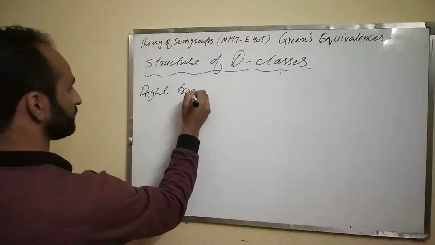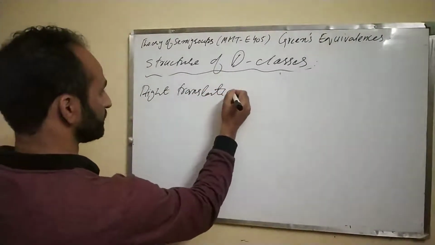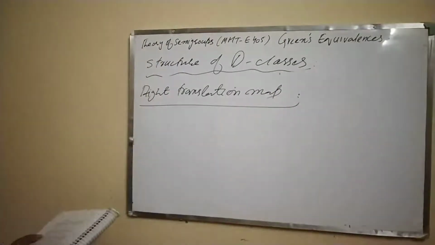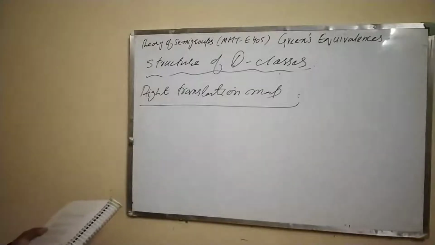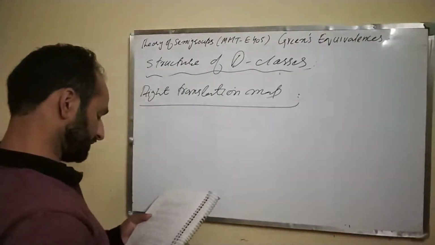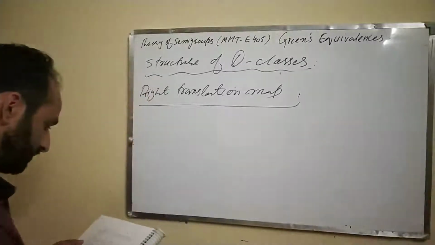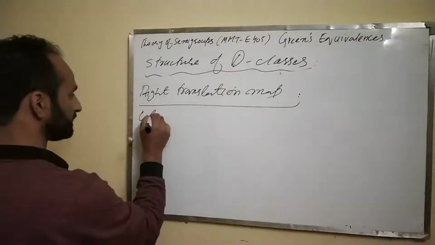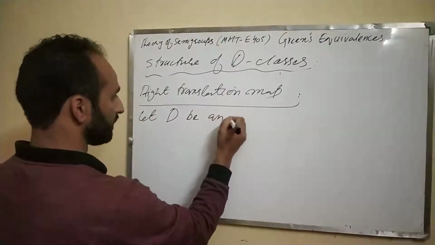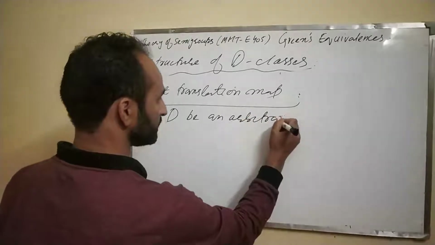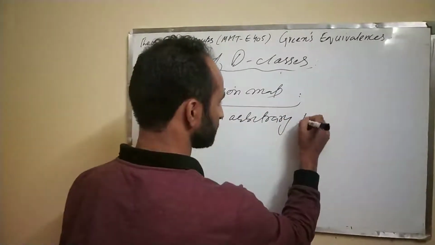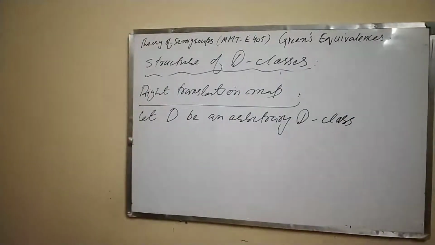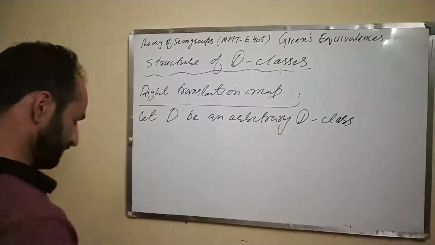Right translation map. Suppose A and B, if they are in D, they are in some D class. So let's suppose that D be an arbitrary D class. So it is some D class. So it's an equivalence class of some element with respect to the relation D.